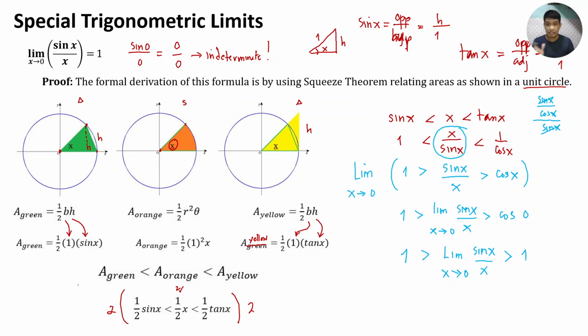So, using the Squeeze Theorem, for this to be true, the limit of sine x over x as x approaches 0 is therefore equal to 1. So, that is the derivation of why the limit of sine x over x as x approaches 0 is equal to 1. So, we can use that in the next problems we will solve.